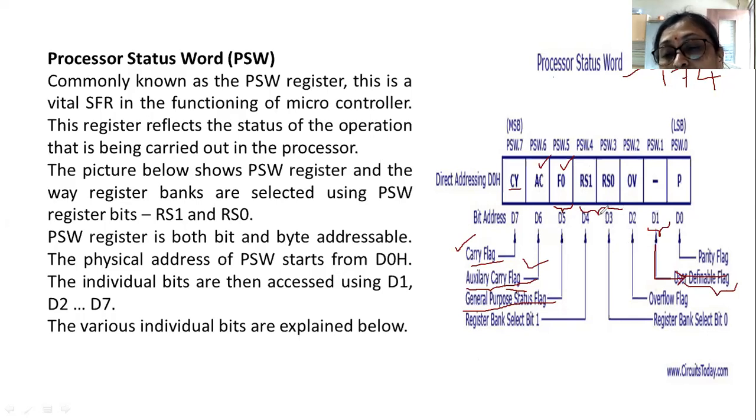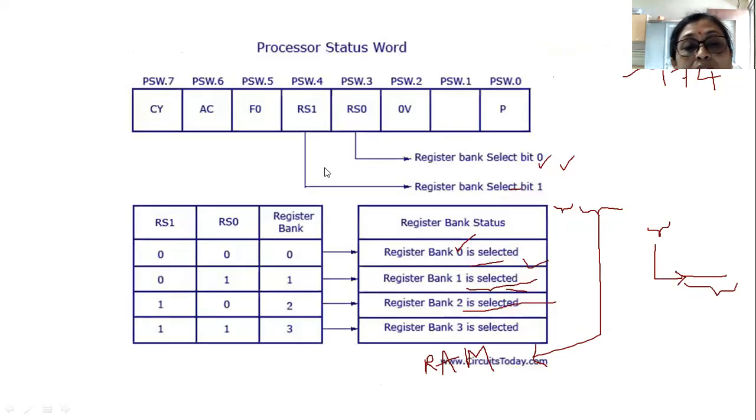They can be used when you are using the internal RAM of the 8051 microcontroller. All of you know that the internal RAM of the microcontroller has 4 banks, and these 4 banks are selected with the help of these 2 bits RS1 and RS0. So it is called register bank select bit 0, register bank select bit 1.